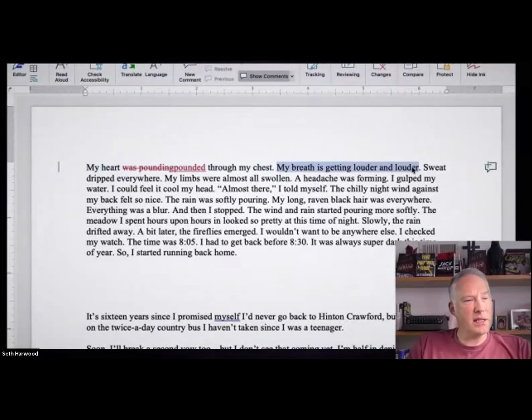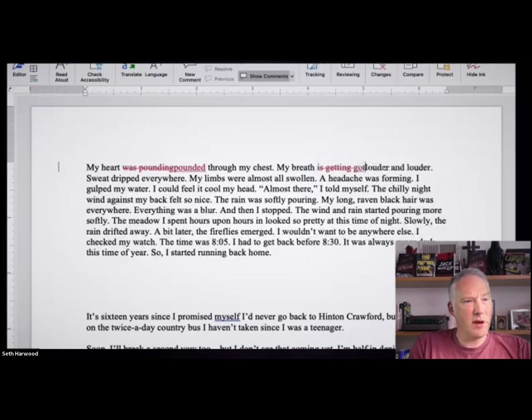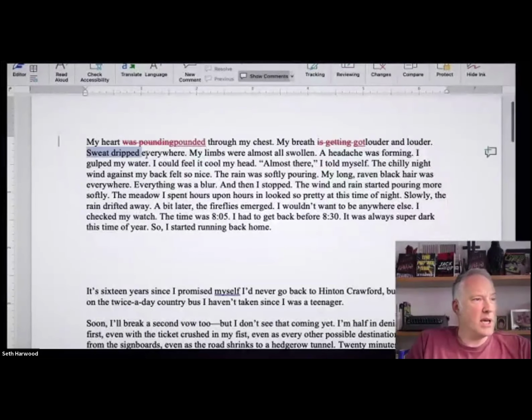"My breath is getting louder and louder." Again, "is getting" is a verb form that's showing a passage of time, so I don't know how much time that is. We could say "my breath got louder and louder." That seems like a little bit less time, but it's still more time than we know. Same again with "sweat dripped everywhere," "my limbs were almost all swollen," "a headache was forming," "I gulped my water."